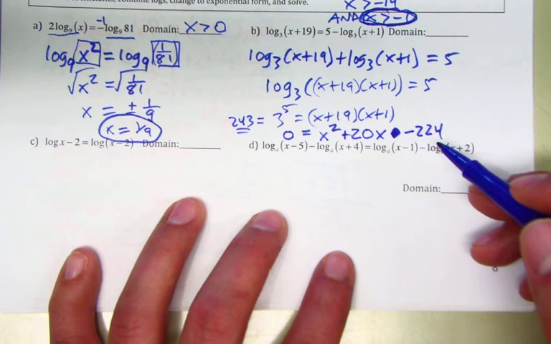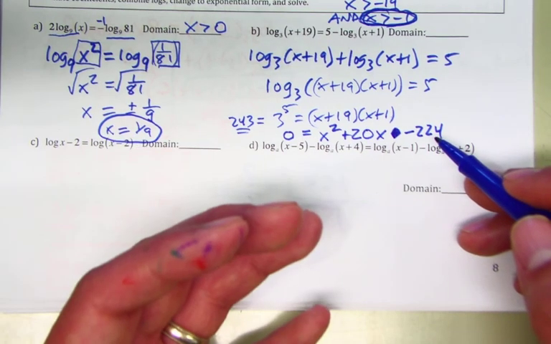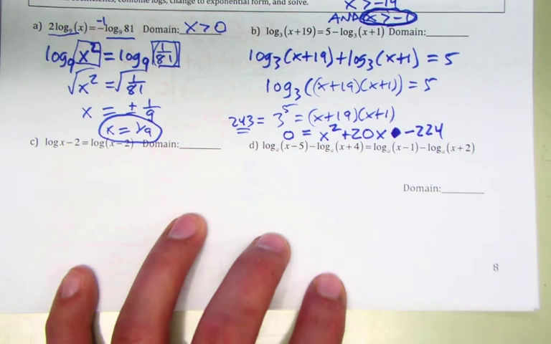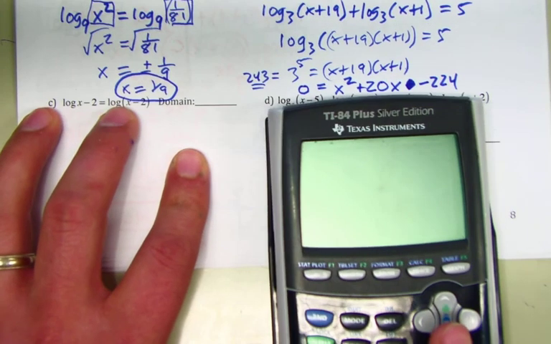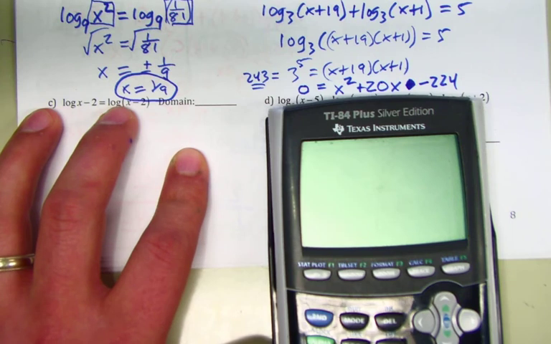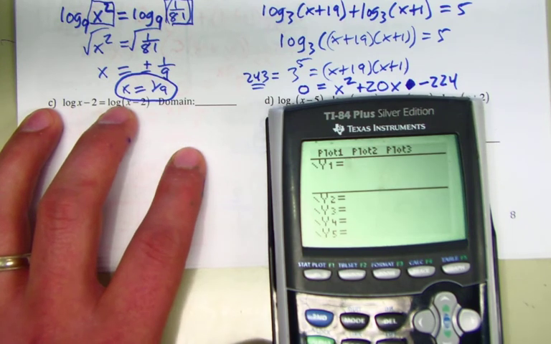But 224 is kind of a large number. It might take you a while to figure out if it factors or not. At this point, you know what I would do? Just leave it. No, you don't just leave it, but let's graph. If we just left it, would we get it right? No. You'd get some points for it, yes.